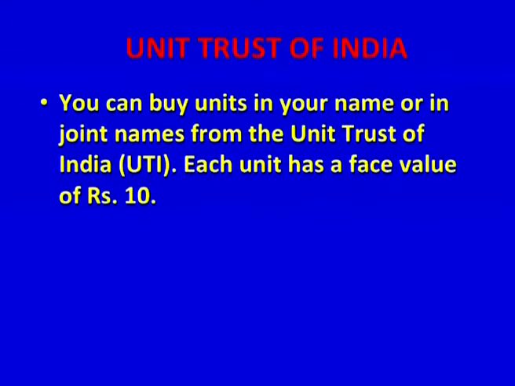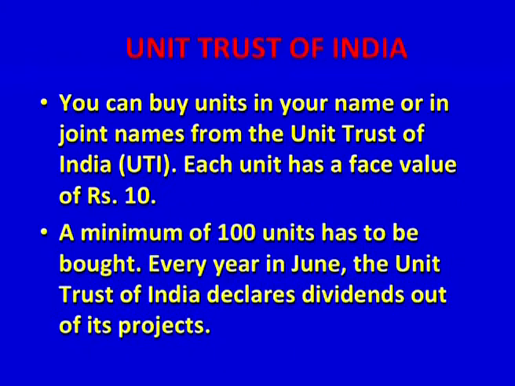Unit Trust of India. You can buy units in your name or in joint names from the Unit Trust of India, which is also called UTI. Each unit has a face value of rupees 10. A minimum of 100 units has to be bought. Every year in June, the Unit Trust of India declares dividends out of its projects.